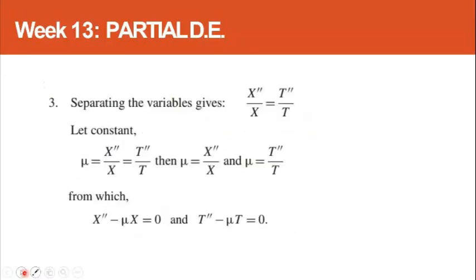And next natin daw, based dun sa rule natin, i-separate nga natin si X kay T. Therefore, we have yung variable as x, or the second derivative of X over X is equal to second derivative of T over T.